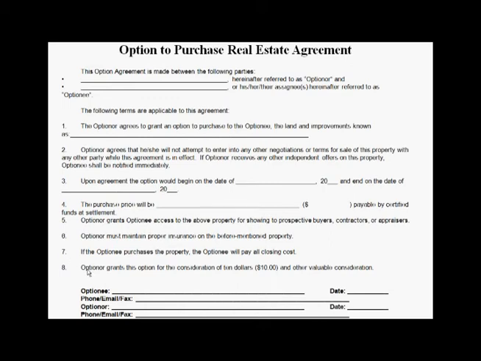Number 8, optioner grants the option for the consideration of $10 and other valuable consideration. This is giving you your right and your option to buy this property within the time frame that you put right here. You have to do some kind of equitable exchange in order to make a contract legally binding. So in this case, we just put $10.